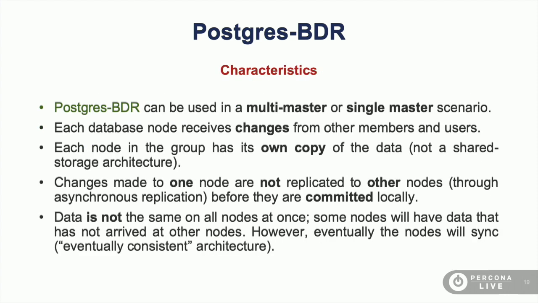Which are the main characteristics of Postgres BDR? As I mentioned earlier, it's a multi-master failover tool or architecture, but it also offers a single master scenario. Each database receives changes from every other member. Each node in the group has its own copy of the data, so it's not a shared storage architecture. Changes to one node are replicated to all the other nodes after commit. And the data, as I mentioned earlier, may look different at the same time on different nodes. That's why it's an eventually consistent architecture.